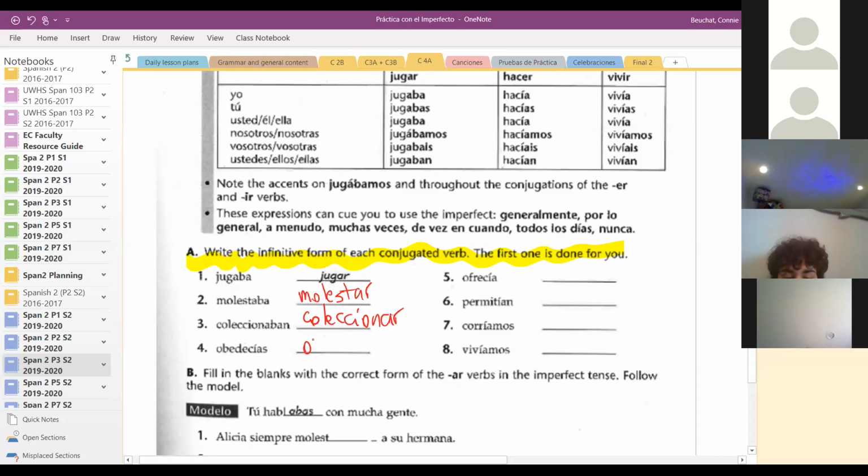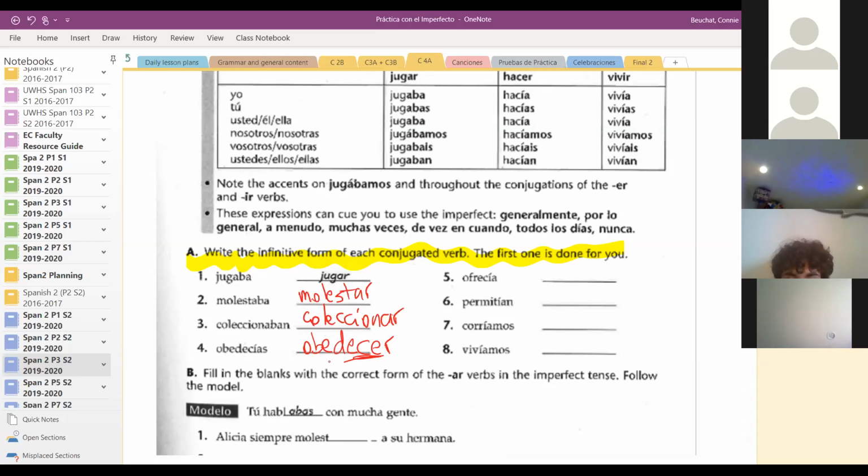Is that obedekiar? Almost. Obedecer. That's how we sound the C here. Obedecer. So if you don't have it right, you guys, please fix it, okay?